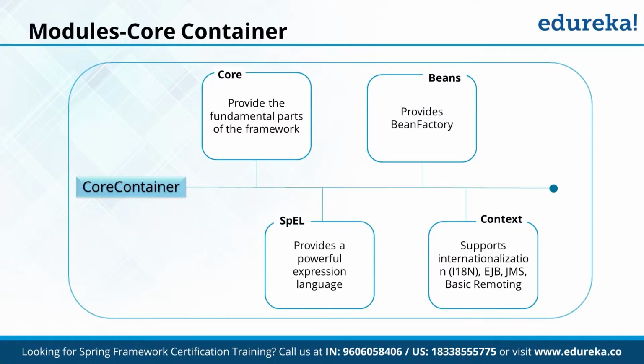So guys, beans are nothing but the Java objects which are constructed by the Spring Framework. So you need to configure them. Then we got context. It's an implementation of the beans itself, right? It supports internationalization, for example, EJB, JMS, or remote APIs if you want to come up with that. Then Spring expression language is an expression language with the help of which we can write programs even.